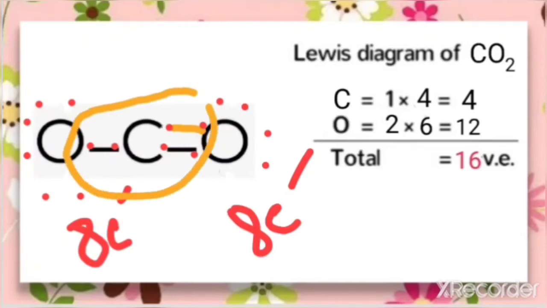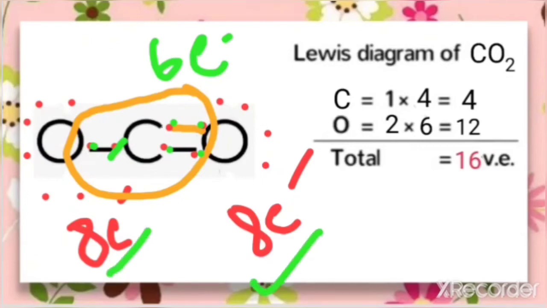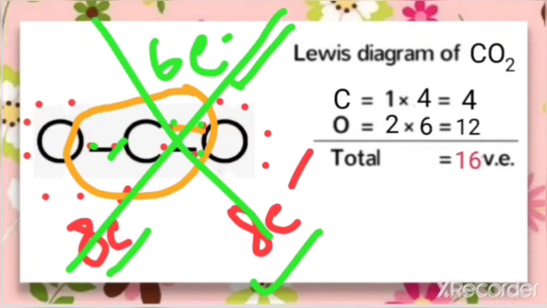When you count the electrons surrounding the carbon, how many is it? 1, 2, 3, 4, 5, 6. Only 6 electrons. So is it satisfied here? Because only on getting 8 does the atom get satisfied. So that means the two terminal atoms are satisfied, but the carbon is not satisfied. So we can say that this is not the correct structure for carbon dioxide.